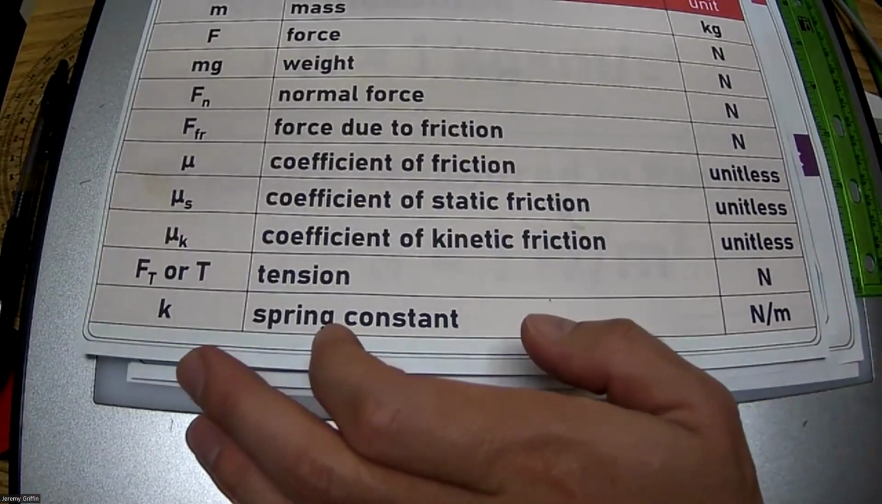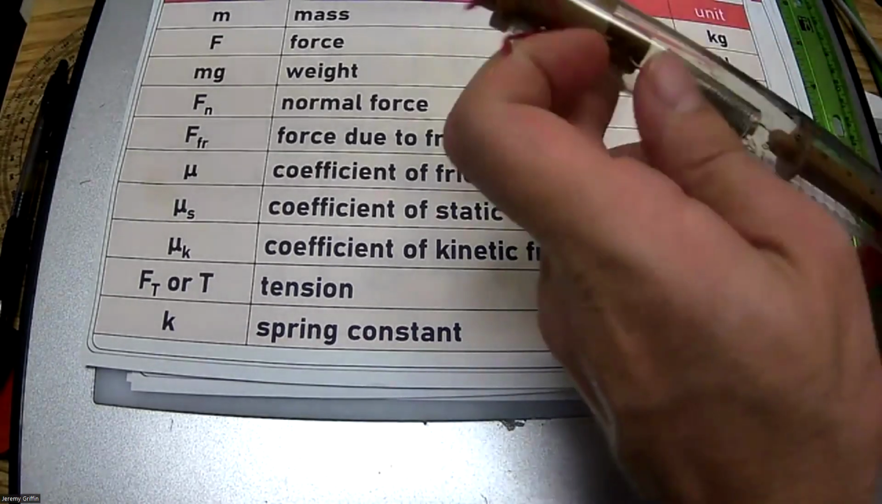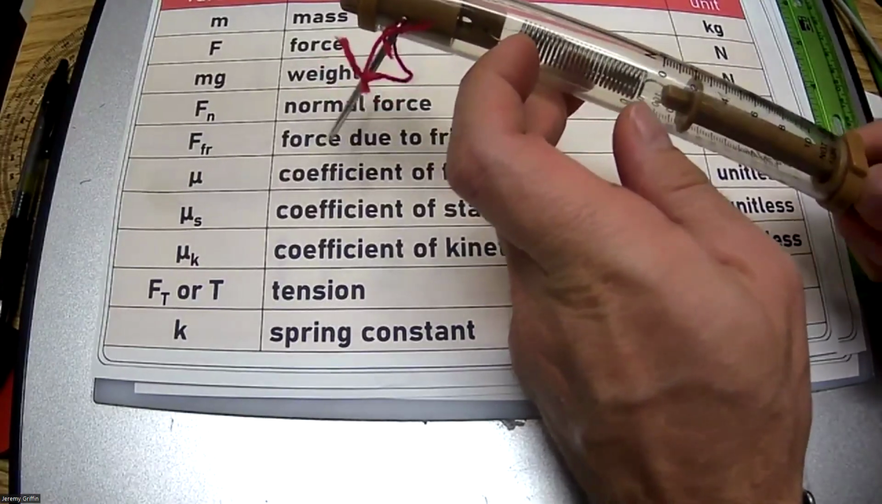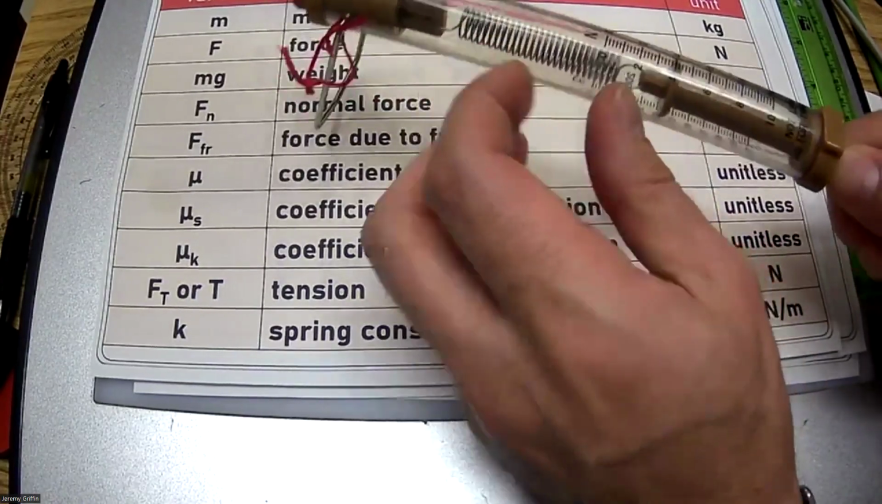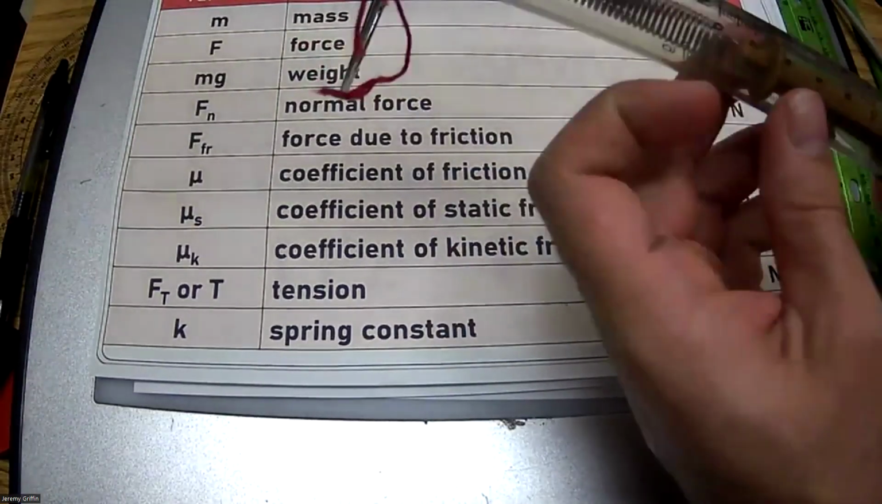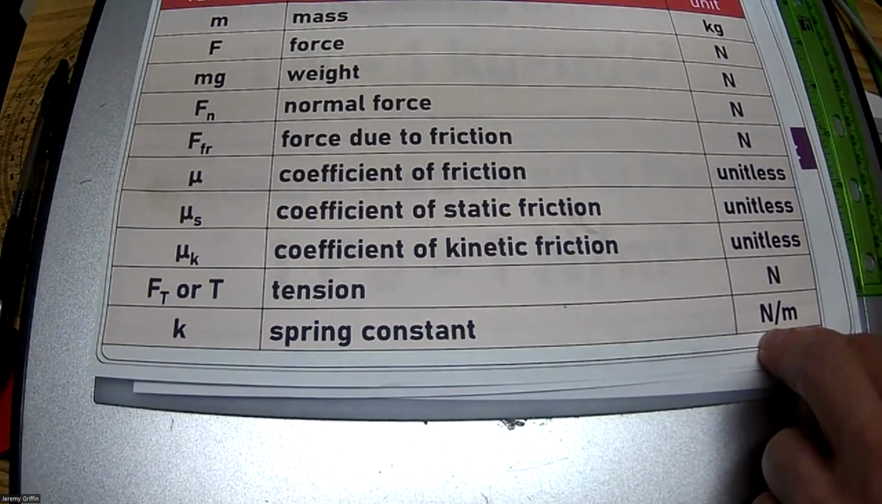Last one on this list, spring constant k, you'll see. So that's how stiff is the spring. And that's a ratio of how much force do I need to pull it compared to how much does it stretch as a result. Isn't that how many newtons compared to how many meters? Hey, that's how you quantify newtons per meter.